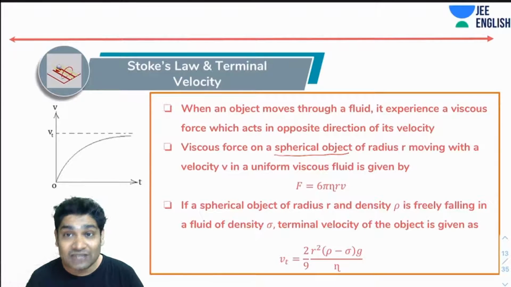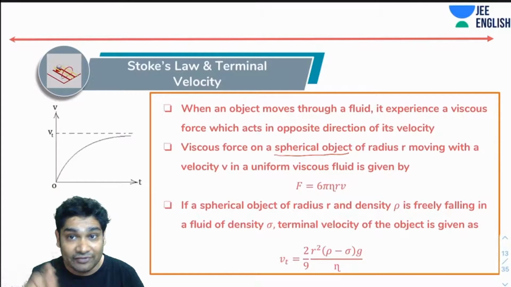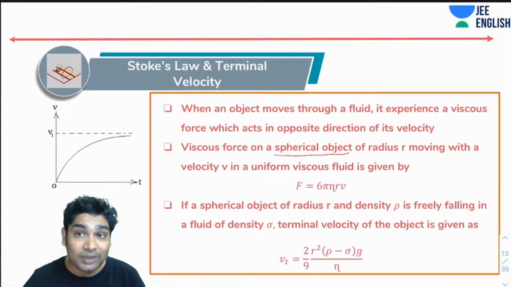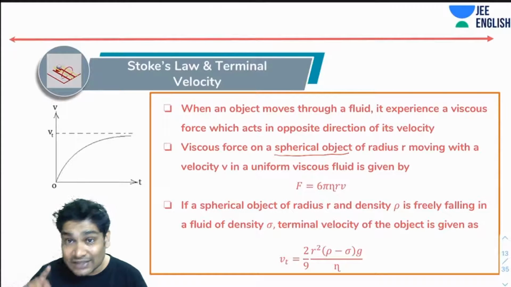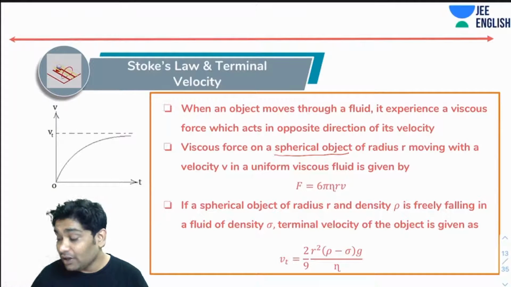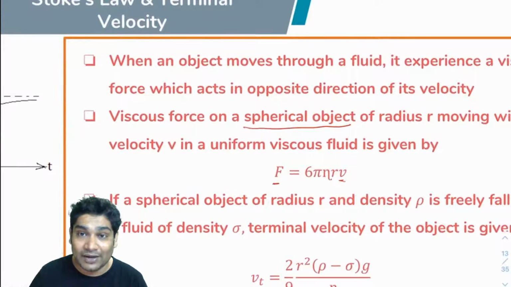This viscous force on a spherical object of radius r moving with a velocity v in a uniformly viscous liquid is given by F equals 6 pi eta r v. So this is an instantaneous equation, by the way. Here you are putting the instantaneous value of velocity and the instantaneous value of force. Only defined for spherical objects.